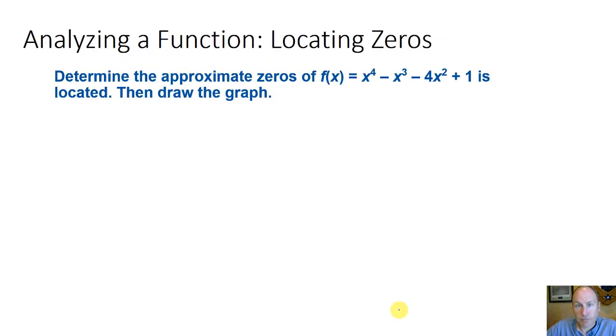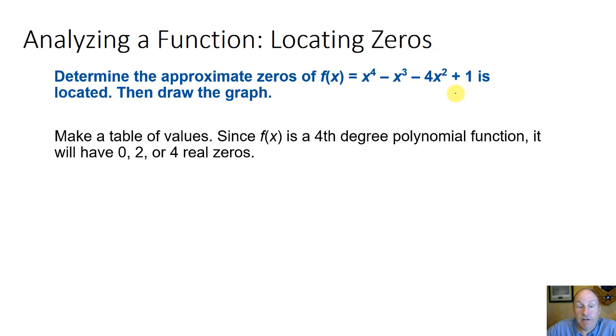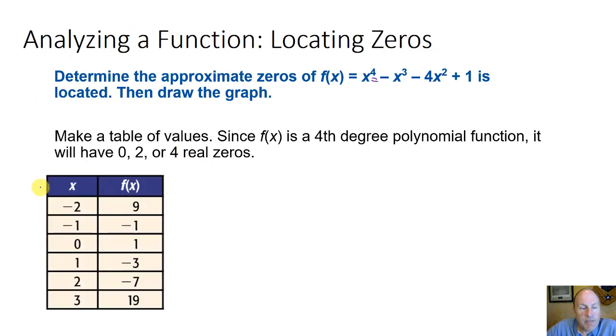Let's look at a function in terms of locating the zeros, and then we'll look at it as far as finding the extrema. So we have a function x to the fourth minus x to the third minus 4x squared plus 1. First thing you're going to do in sketching and analyzing a function is to make a table of values. We do know that this is a fourth degree polynomial because its leading term has a degree 4, and so it is going to have 0, 2, or 4 real roots. That's from the previous screencast. So let's make a table of some values right around 0 from negative 2 all the way up to 3.